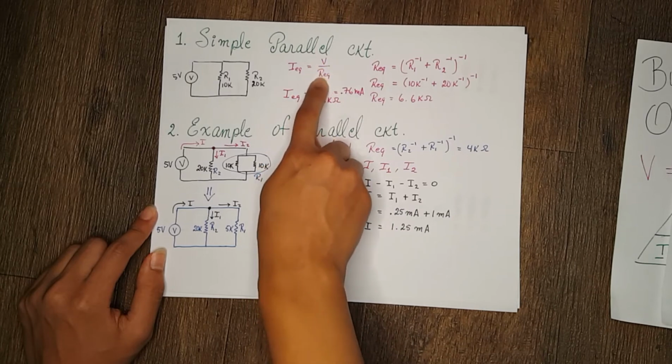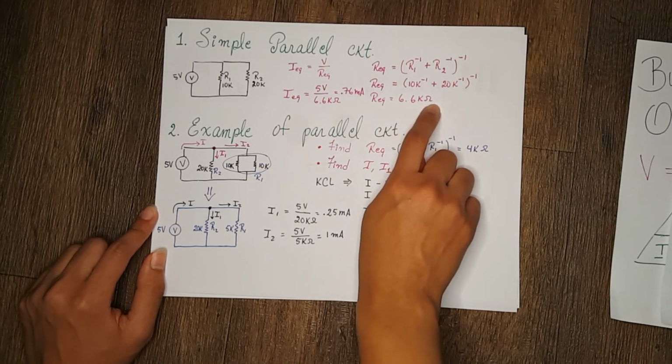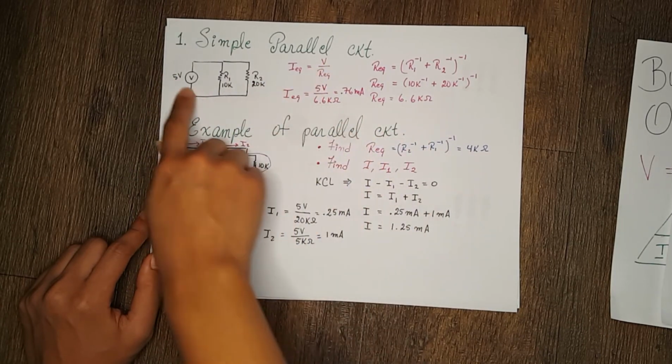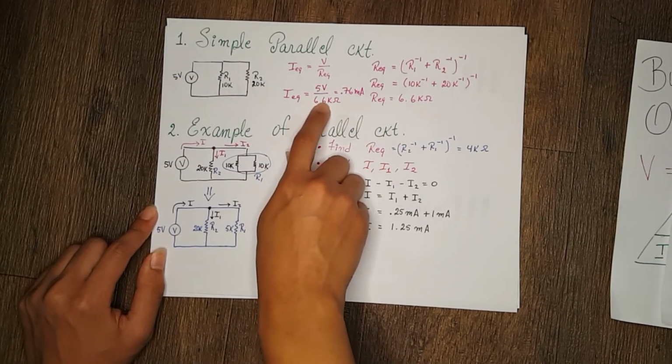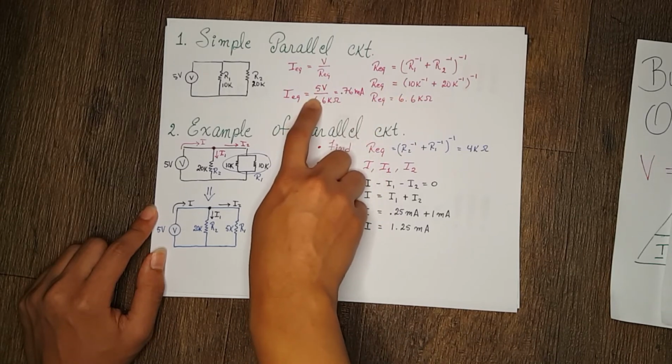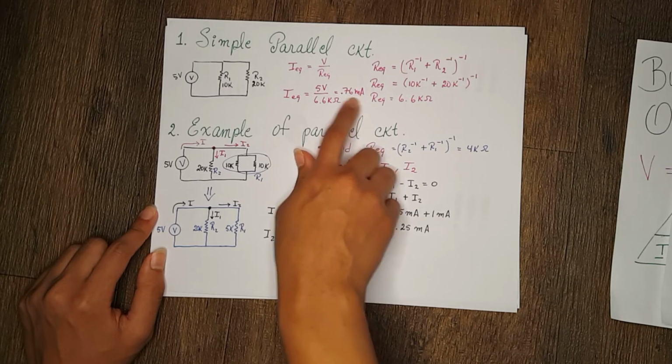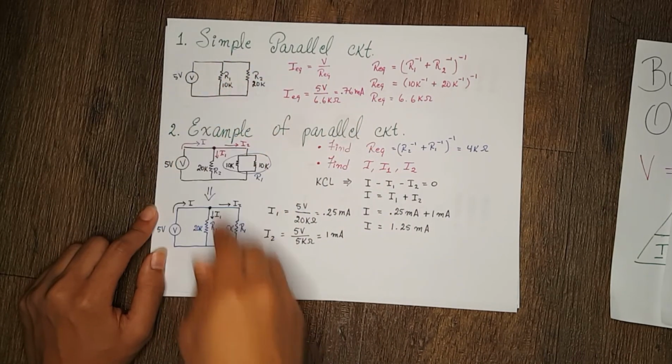And now that we have our equivalent, we can plug in our values and find the equivalent current in the circuit. So we have 5 volts over 6.6 kilo ohms, and that is equal to 0.76 milliamps of current. That is our equivalent current in this circuit.